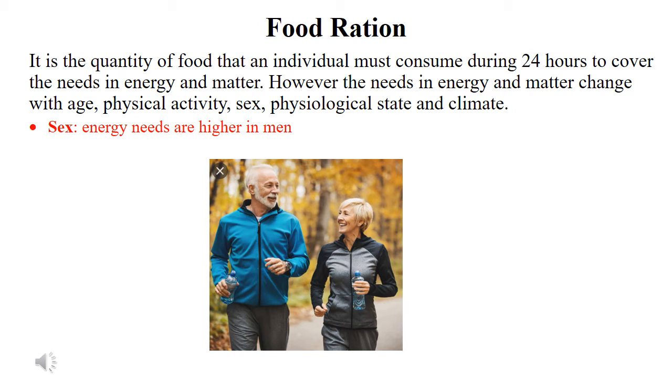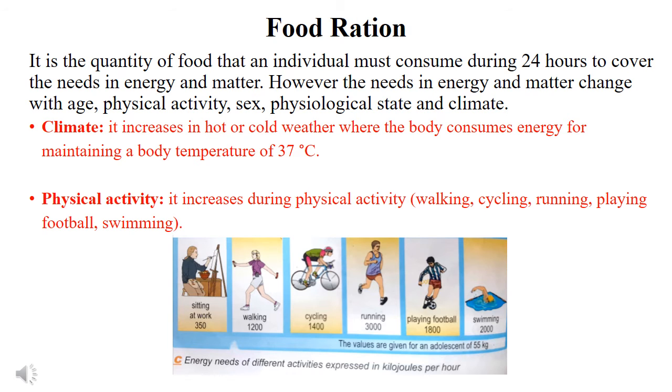The second factor that affects food ration is sex or gender. The energy needs are higher in men. This means that men consume more food than women. So the energy needed by men are much higher than the energy needed by women. The third factor that affects the quantity of food that must be consumed during 24 hours is climate or weather. The food ration increases in hot or cold weather to maintain the body temperature 37 degrees Celsius.